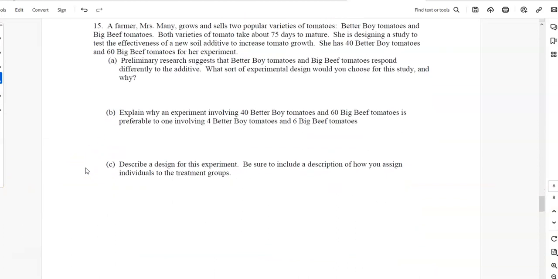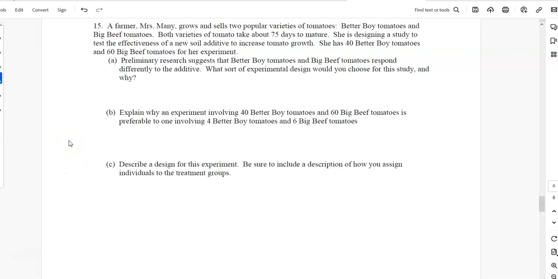A farmer grows and sells 2 popular varieties of tomatoes, Better Boy tomatoes and Big Beef tomatoes. Both varieties take about 75 days to mature. She's designing a study to test the effectiveness of a new soil additive to increase tomato growth. She has 40 Better Boy tomatoes and 60 Big Beef tomatoes for her experiment. Preliminary research suggests that Better Boy and Big Beef tomatoes respond differently to the additive. What sort of experimental design would you choose for this study and why?